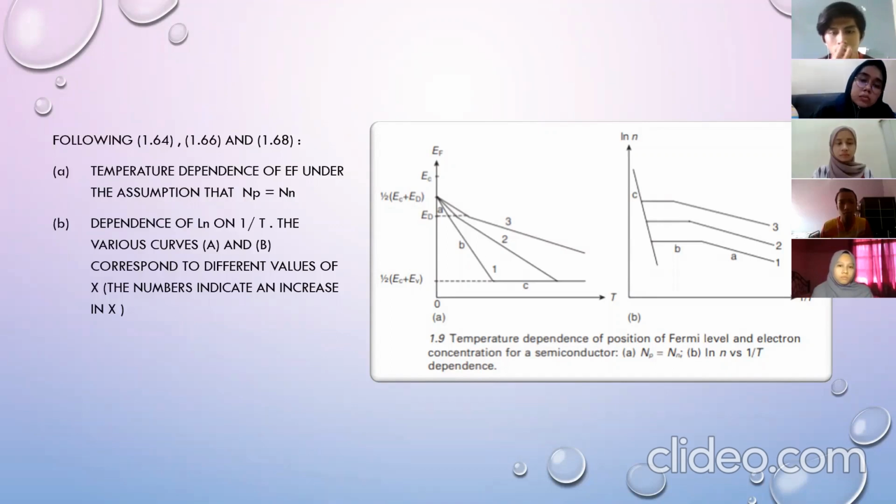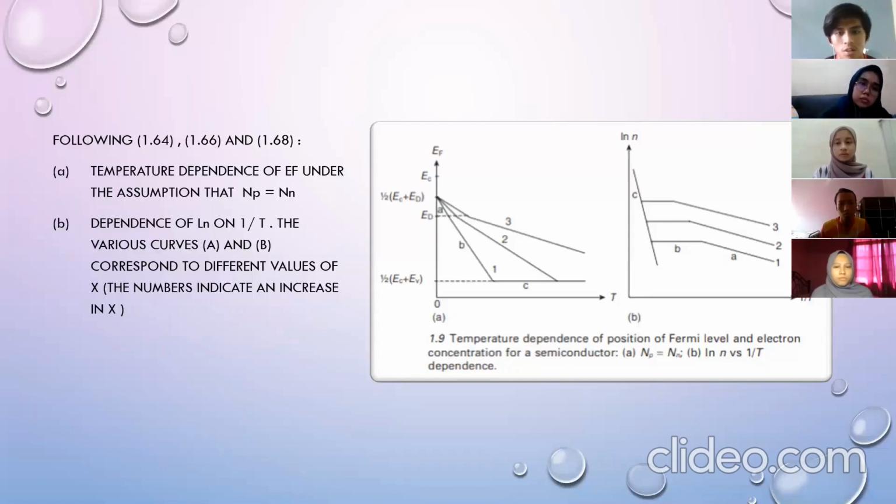For this explanation, I explain based on the assumption that P is the same as the concentration of N, where P is the concentration of holes in the valence band and N is the concentration of electrons in the conduction band. Each semiconductor, or maybe insulator and metal, may have different concentrations of P and N. For this situation, we assume that both are the same.